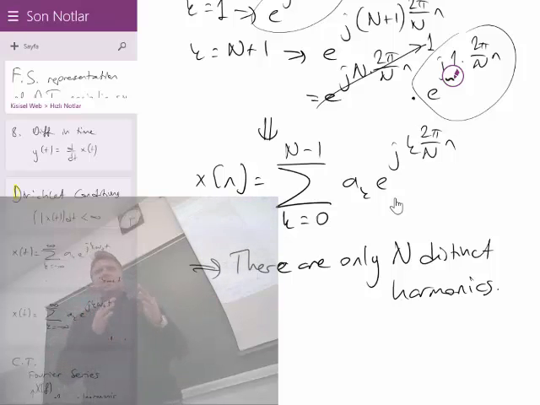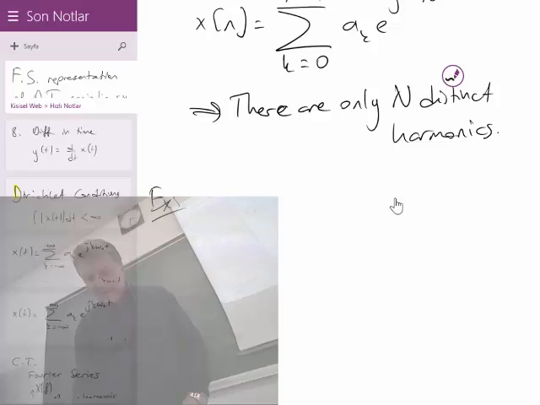For example, if you have found a0, and the signal is periodic with period 8, discrete time, what can you say about a8? a8 is the same as a0. They are periodically repeating themselves. The harmonics are repeating themselves. a1 is the same as a9. a2 is the same as a10.